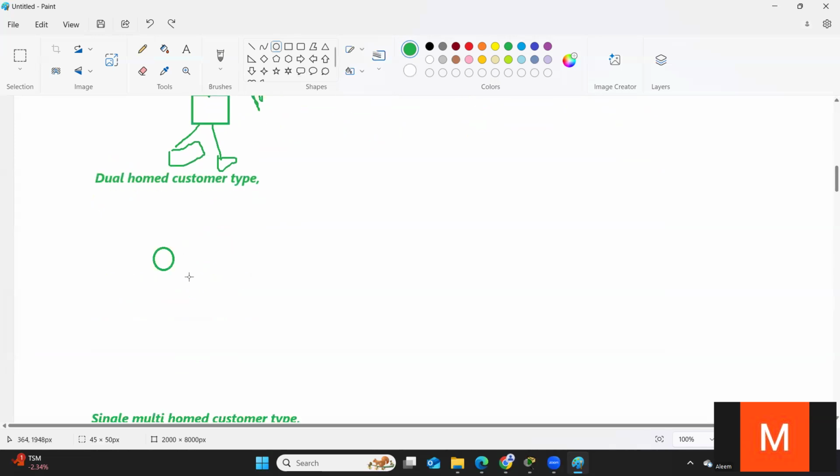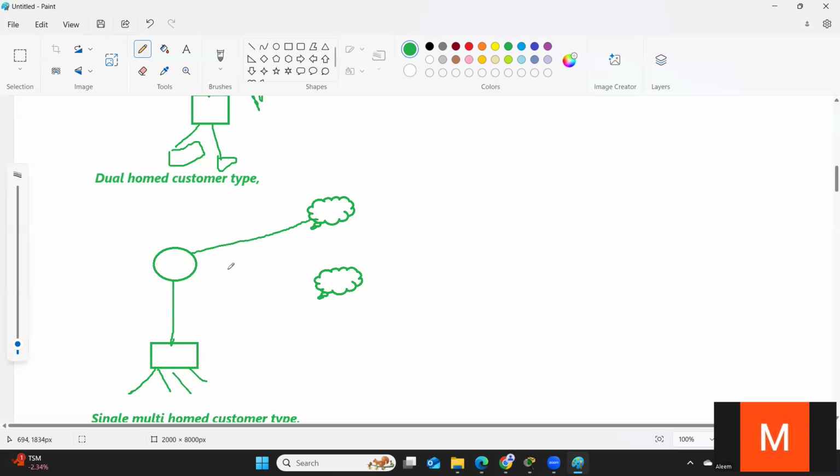The same scenario, dual-homed customer type. Here we have one LAN network. This LAN has multiple users, we can assume 100 or 200, and they are connected like this. But in this scenario, we are using redundant ISPs. If any ISP goes down, these are the dual-homed customers. So here we have the internet. This one is our branch router or something. So this is the LAN network.